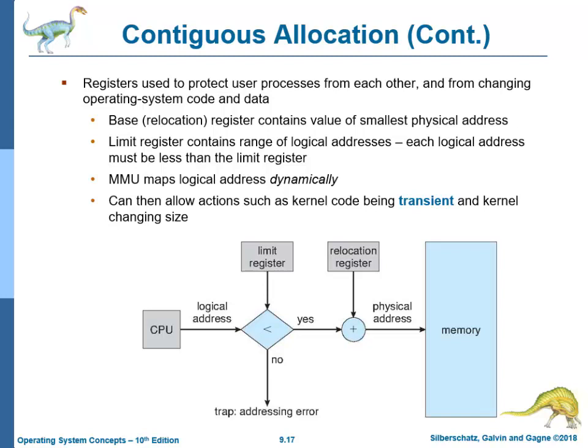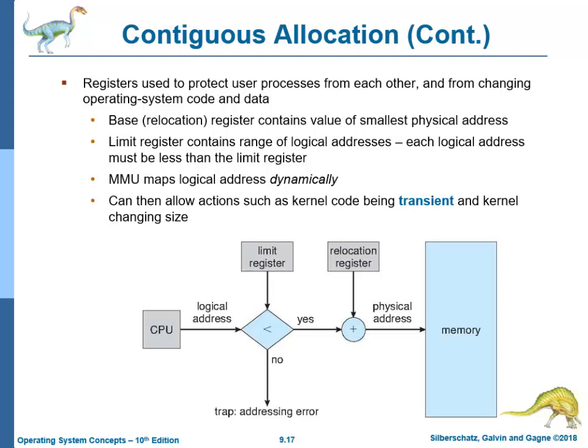We have a base or relocation register that contains the value of the smallest physical address, the starting physical address, and the limit register contains the range of logical addresses. Each logical address must be less than the limit register. So the MMU maps logical addresses dynamically.